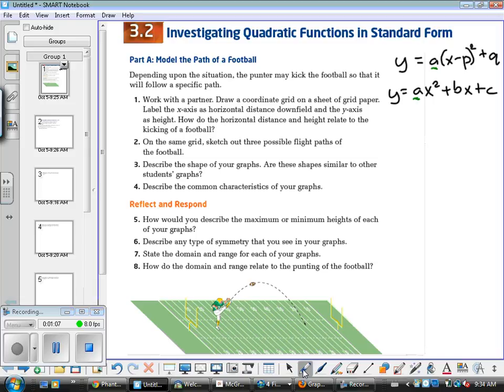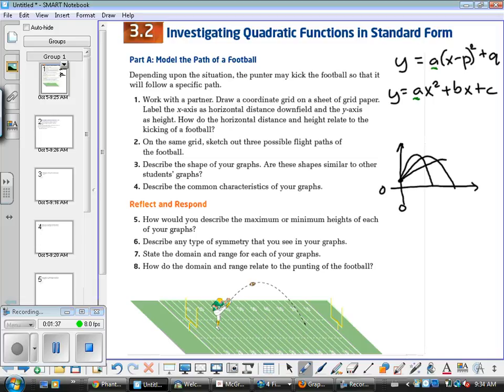All right, so in this activity, it asks you to model the path of a football. So we draw a coordinate grid, just an x and y axis. Okay, x-axis is horizontal distance downfield, and y is height. And we're just going to draw some possible paths of a football. Just like in the diagram, or the picture that they have down there, you have the punter kicking the football, and he starts at a height that's not 0 because he kicks it a little bit in the air.